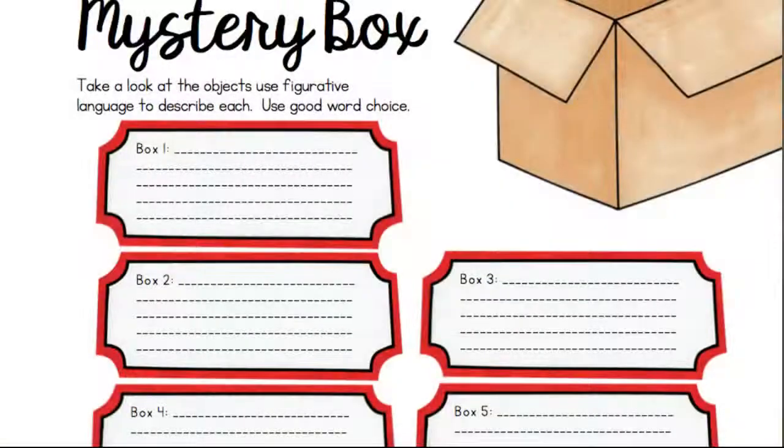Okay, so now we're moving on to days 3 and 4 where we're practicing this, we're doing more activities, and we're applying it to actual texts. So for this mystery box, now we're writing, right? We're taking a look at the objects and using figurative language to describe each. Use good word choice. I do not tell you what to put in these boxes.